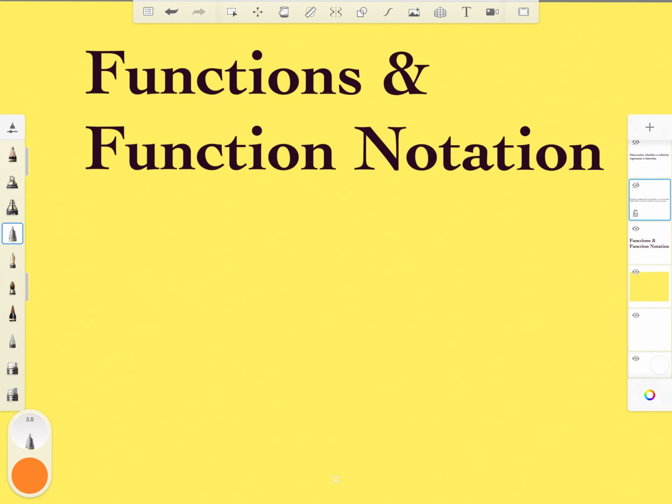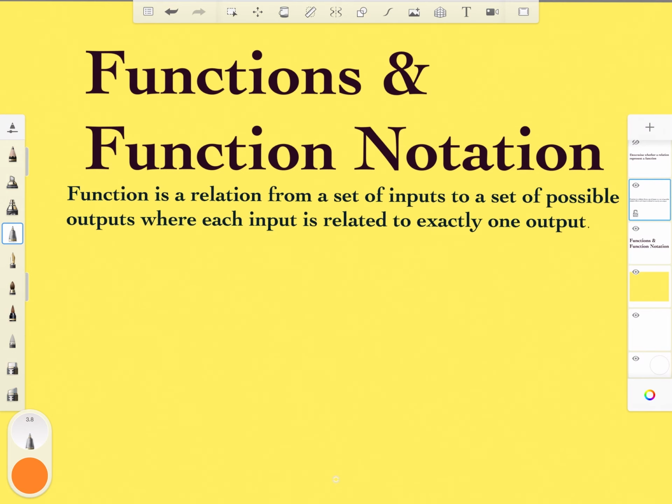In this video, I'm going over functions and function notation. The definition of a function is a relation from a set of inputs to a set of possible outputs, where each input is related to exactly one output. What does it mean?